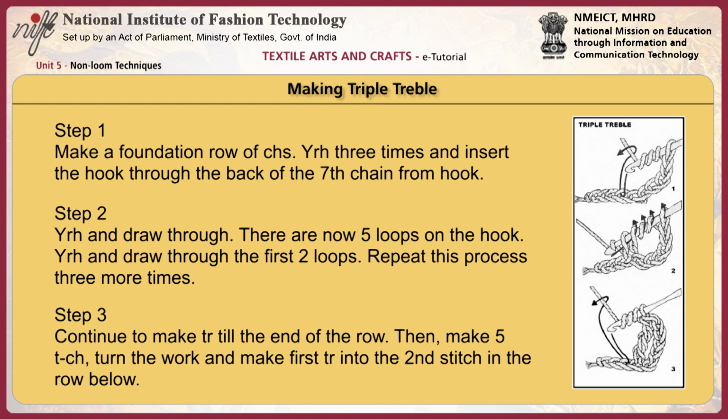Yarn around the hook and draw through. There are now 5 loops on the hook. Yarn around the hook and draw through the first 2 loops. Repeat this process 3 more times. Continue to make treble till the end of the row. Then make 5 turn chains, turn the work and make first treble into the second stitch in the row below.